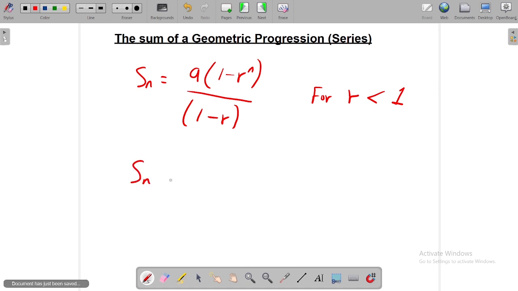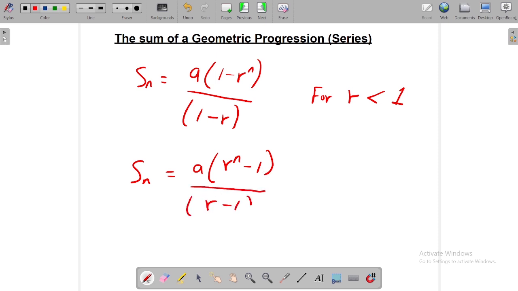Now let's see the other one. The other one is saying first term, r to the power n minus 1, bracket closes, all over bracket open, r minus 1, bracket closes. This one is for when the common ratio is greater than 1. I know it might confuse you as I've written it, but let's go into solving a problem. It will explain it better.